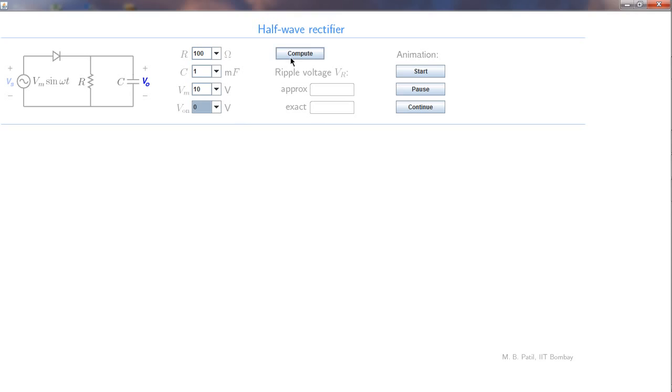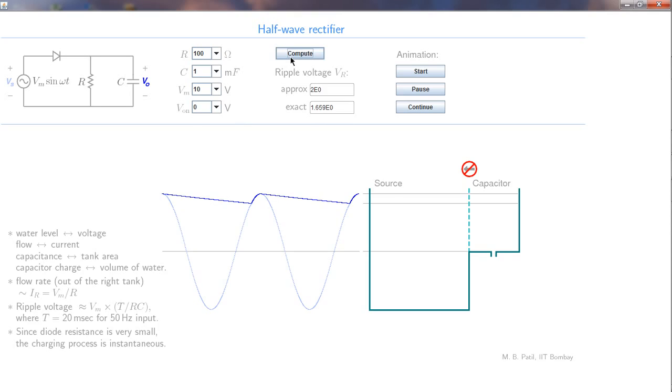So let's compute, and when we compute many things happen here. We will look at it soon. The ripple voltage VR is approximately 2, and we will look at this approximate way of calculating VR, and if you do it more exactly, it turns out to be 1.66 volts. Before we start the animation, let us note a few things.